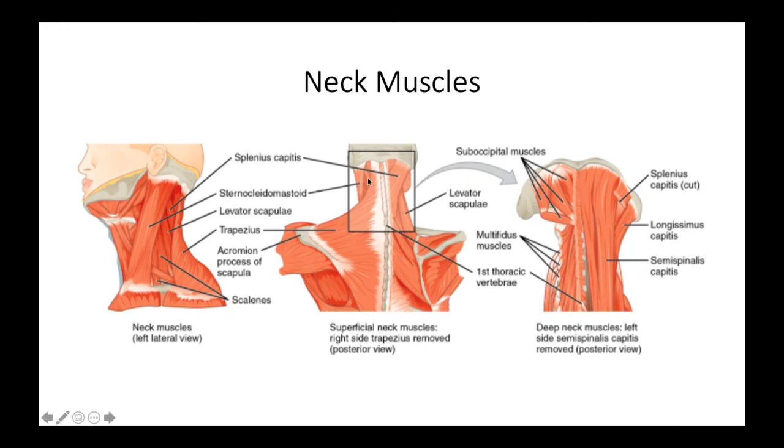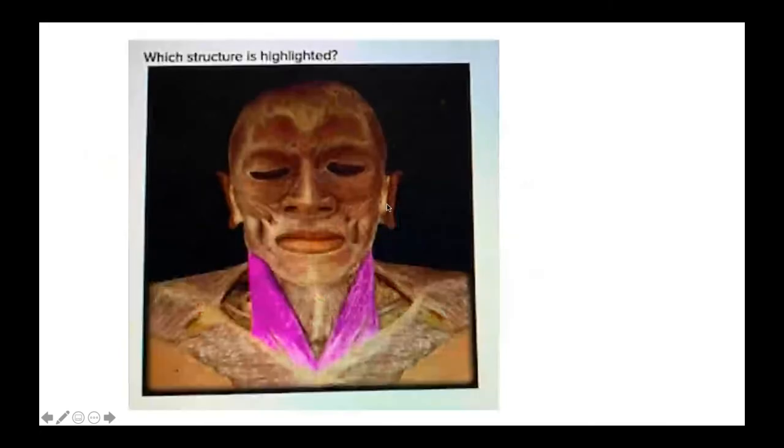Okay, so let's stick with the neck here. Let's go and take a look here. So what is this muscle? Sternocleidomastoid. This is the left SCM. This is the right SCM. Again, sternocleidomastoid. When the right SCM contracts, it rotates the head to the left. When the left SCM contracts, it rotates the head to the right.